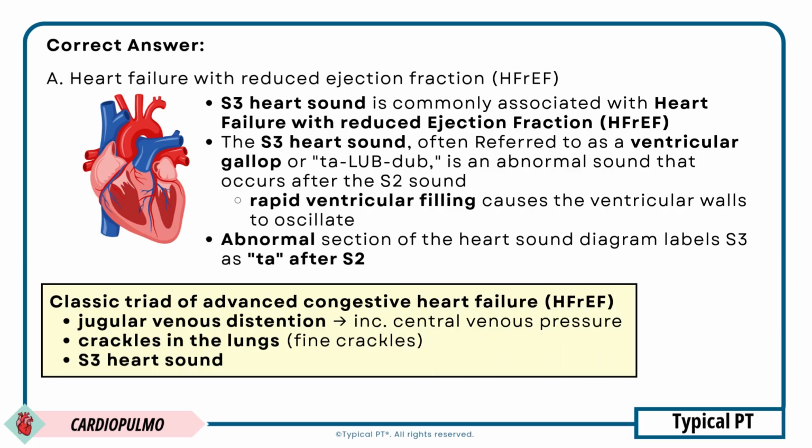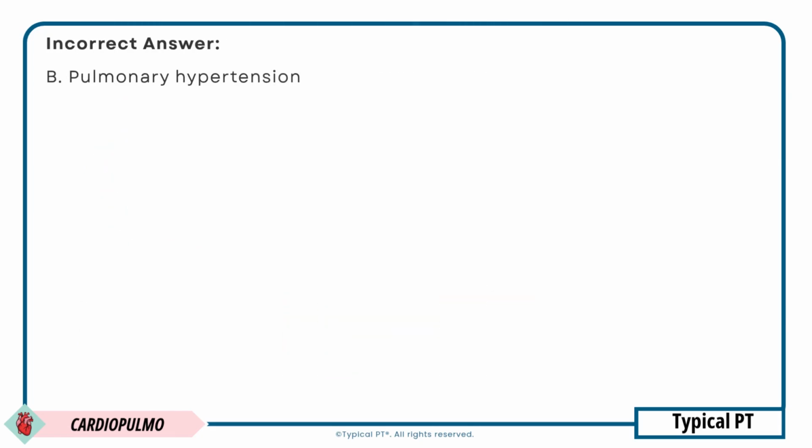The overall clinical presentation, jugular venous distension, a sign of increased central venous pressure, crackles in the lungs, fine crackles are associated with heart failure, and the S3 heart sound is the classic triad of advanced congestive heart failure, HFrEF. Now, let's look at why the other options are incorrect.